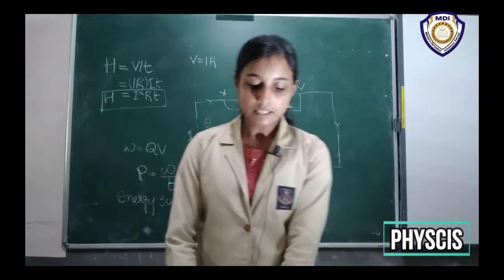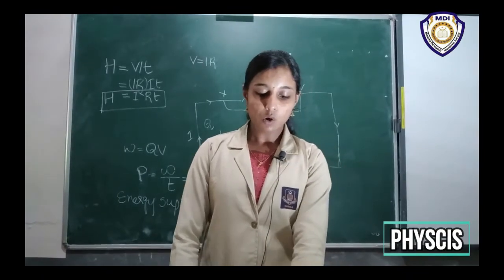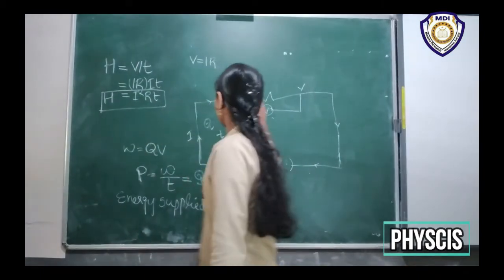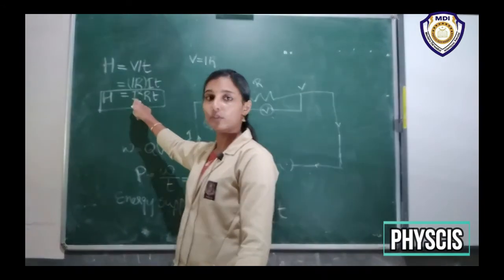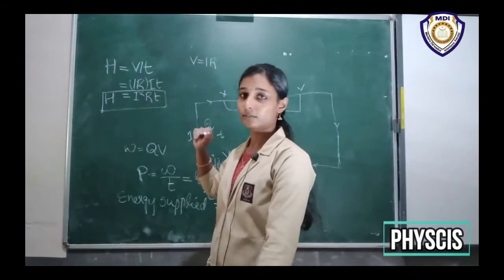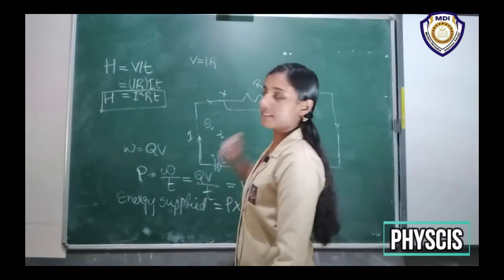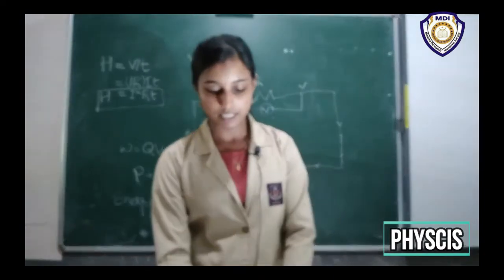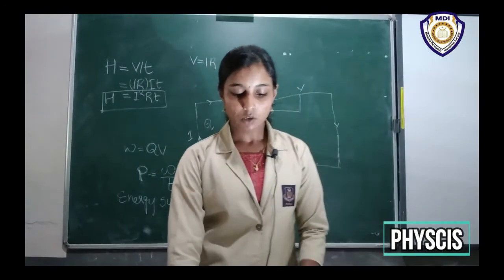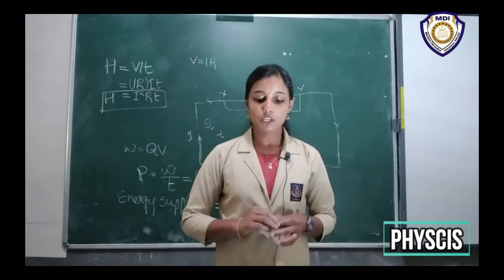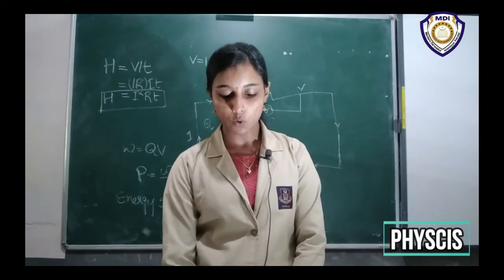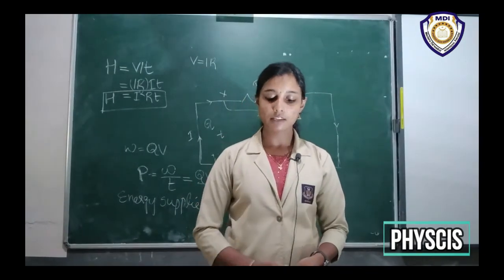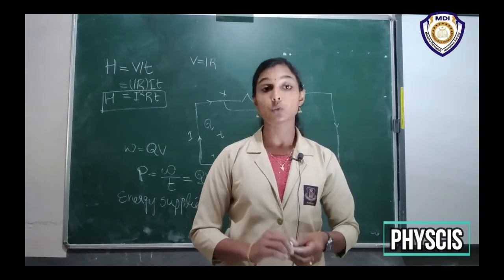This is known as Joule's law of heating, and the law implies that the heat produced in a resistor is directly proportional to the square of the current flowing through it, directly proportional to the resistance of the resistor, and also to the time for which the current flows through it. That is, proportional to the square of the current for a given resistance, and to the resistance for a given current.